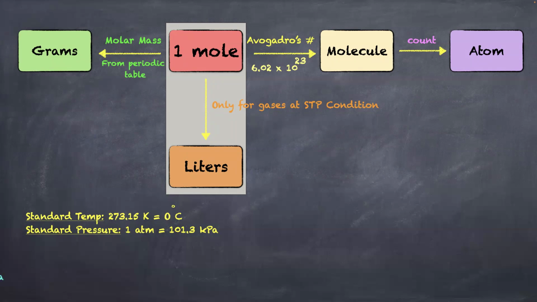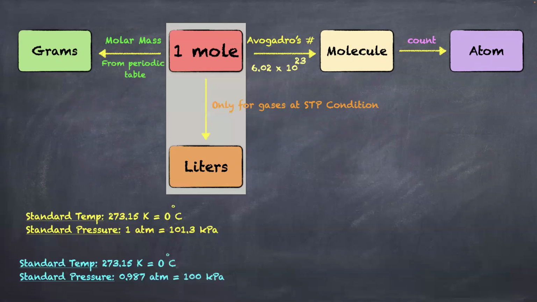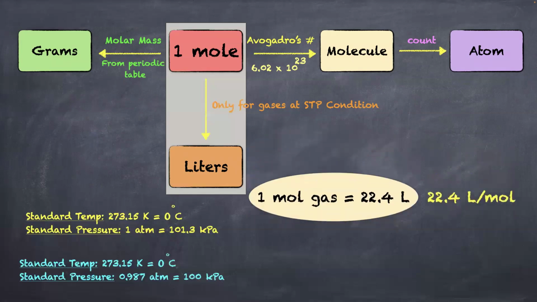But then there are some textbooks that define standard pressure differently. This time they say the standard pressure is 100 kilopascal instead of 101.3. So it's only 0.987 atmosphere, a little bit less than 1 atmosphere. For example, IB chemistry defines standard pressure as 100 kilopascal, not 101.3 kilopascal. So depending on which scenario your school is going with, the condition is going to be different.